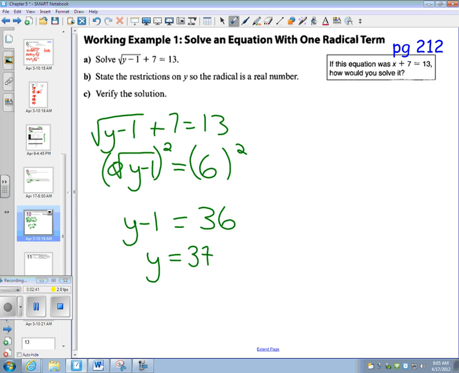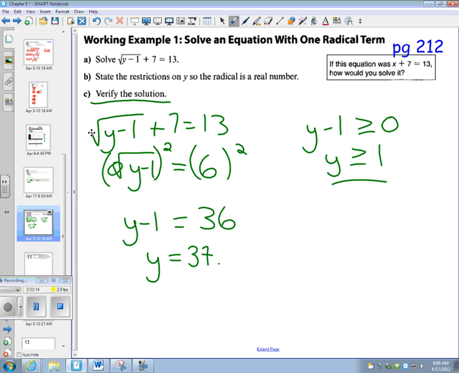We get 37. Okay? Now we're going to state the restrictions on y so that the radical is a real number. Well, we know that y minus 1 must be greater than or equal to 0. The reason we know that is we have a square root, and the square root of a negative number doesn't make sense. So y must be greater than or equal to 1. So let's look at this. Is 37 greater than or equal to 1? Yes.